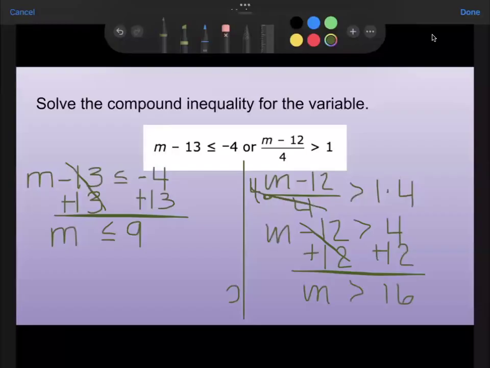So this is another or. So I'm going to write the word or in between and maybe bring this down here. So my answer here would be m is less than or equal to 9 or m is greater than 16.